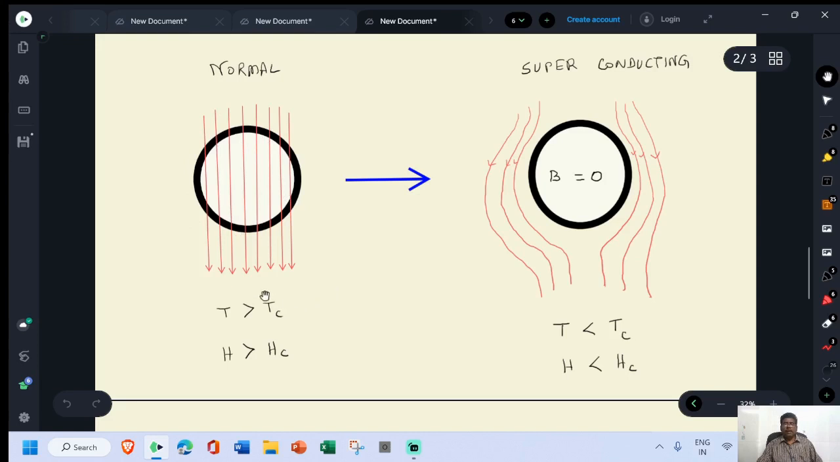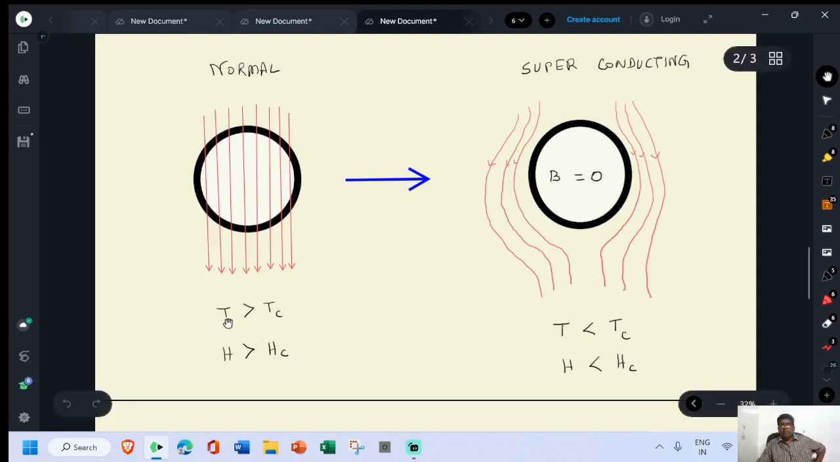If you reduce the temperature of the specimen to a value lesser than the critical temperature and decrease the magnetic field value to a value lesser than the critical field, the magnetic field lines are not allowed to pass through the specimen. They are expelled from the interior of the specimen. Now, this specimen acts as a superconductor.